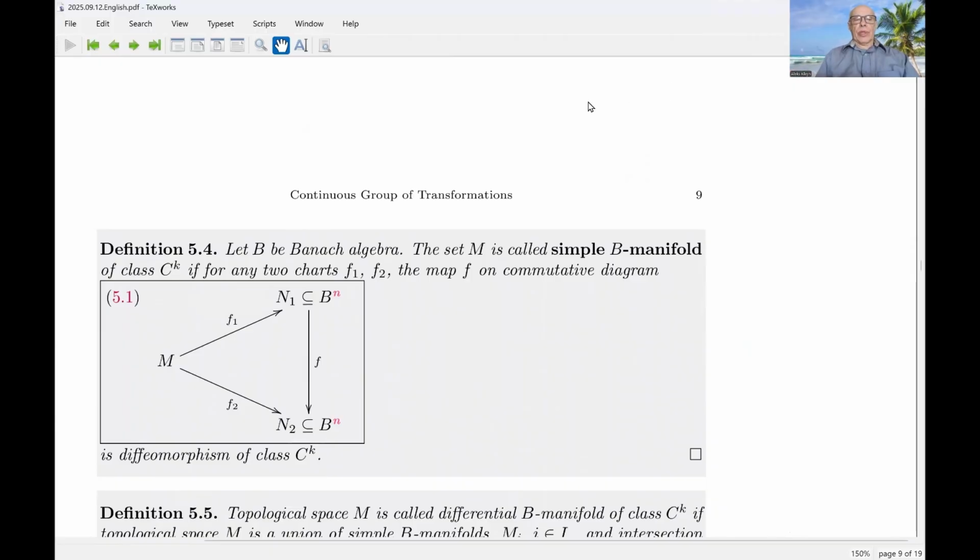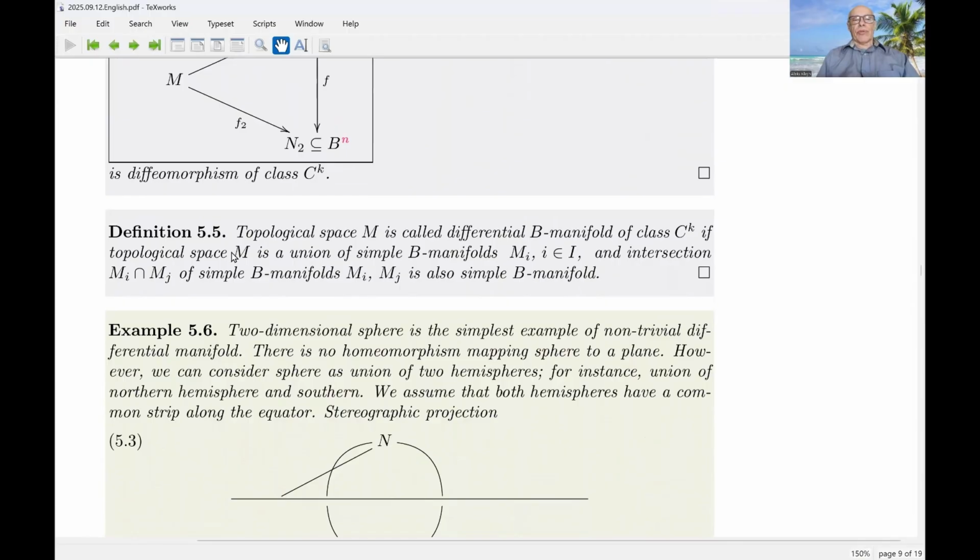Definition: let B be a Banach algebra. The set M is called a simple B-manifold of class Ck if for any two charts F1, F2, the map F on commutative diagram 5.1 is a diffeomorphism of class Ck. Another definition: topological space M is called a differential B-manifold of class Ck if the topological space is a union of simple B-manifolds Mi, and an intersection of simple B-manifolds Mi, Mj is also a simple B-manifold.